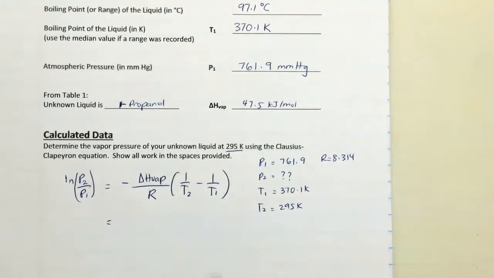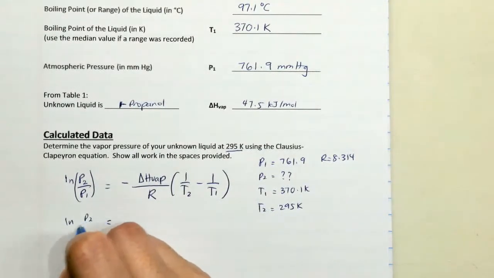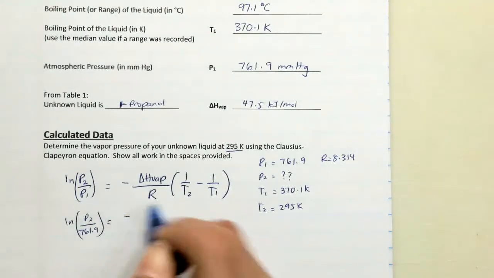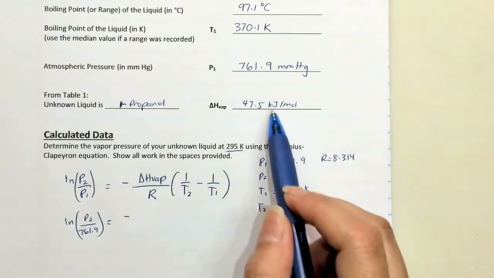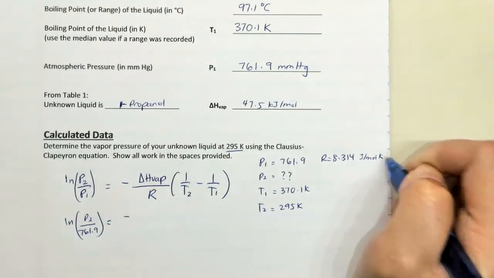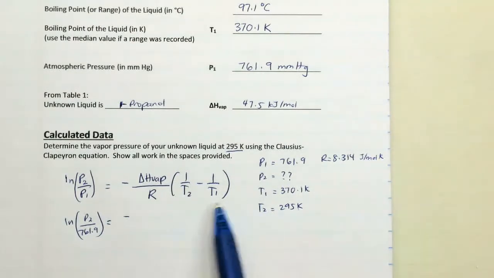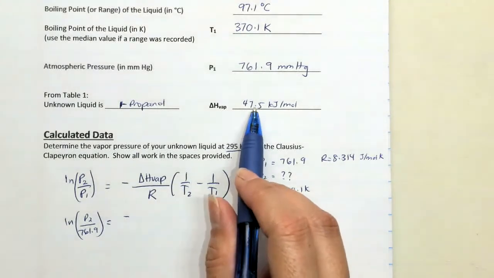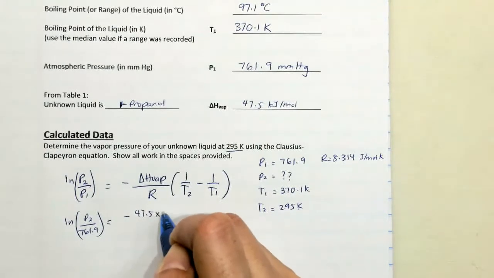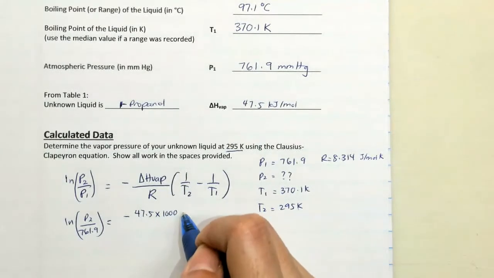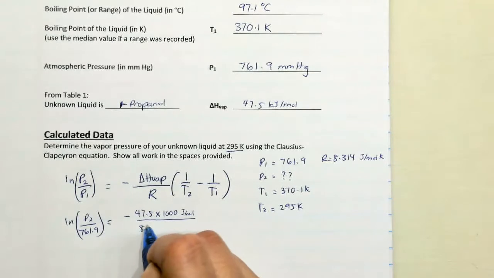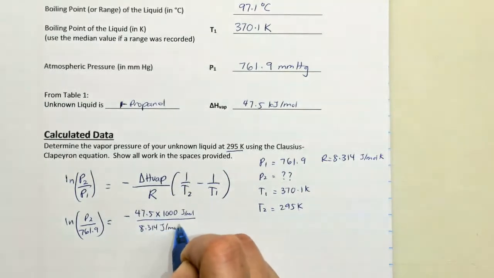So let's go ahead and put this in. ln of P2 over 761.9 equals minus. So the Hvap here is in kilojoules and this R is in joules. So the unit here is joules per mole Kelvin, which is why we use Kelvin here. And then we've got to use joules. So I'm going to turn this from kilojoules to joules by multiplying by 1,000. So just take 47.5 times 1,000, because I know that's how I can get it to joules. So that's joules per mole.